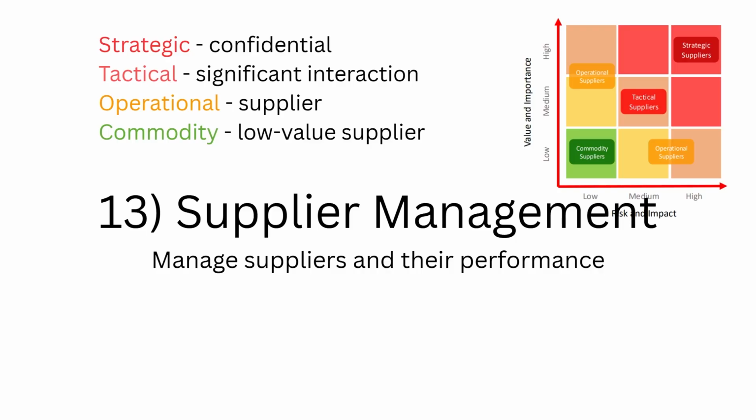For operationals, there will be only the people supplying the resources that you need. They don't need to know important information of their organization. They just have to send their resources over to your company. Finally, commodity is low value suppliers. You don't really care about them. If something were to happen to them, it has little effect on your company.